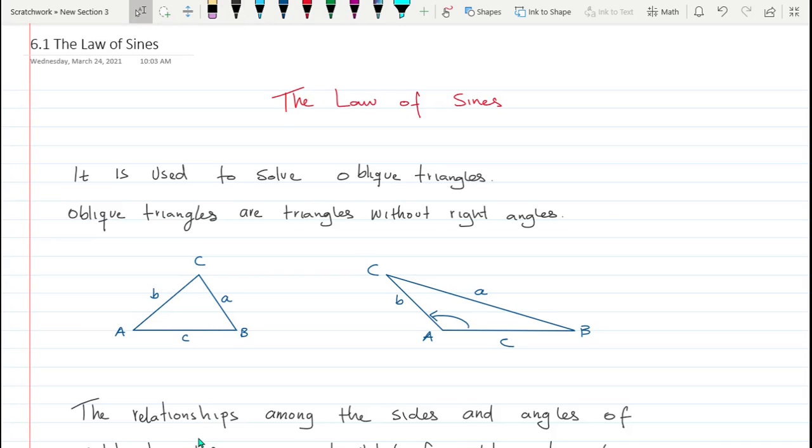6.1 is going to be about the law of sines. The law of sines is used to solve oblique triangles. Oblique triangles are triangles that don't have a right angle. So everything up until now has been about right triangle relationships. So what happens now that we don't have right triangles anymore?